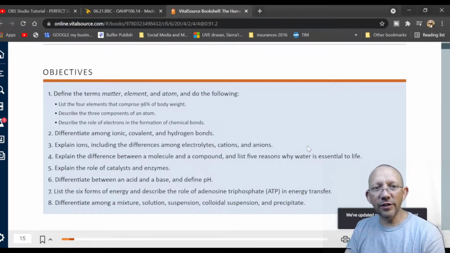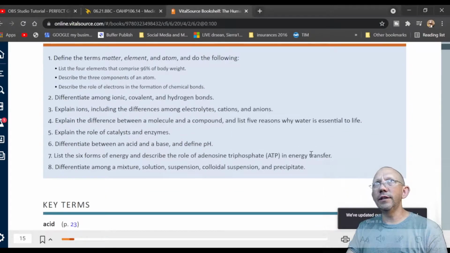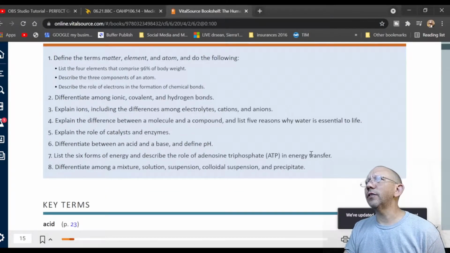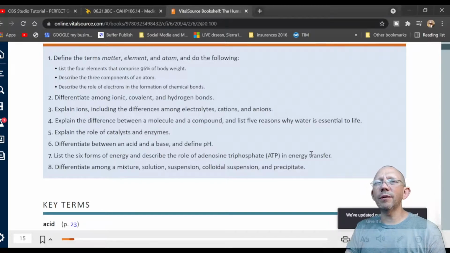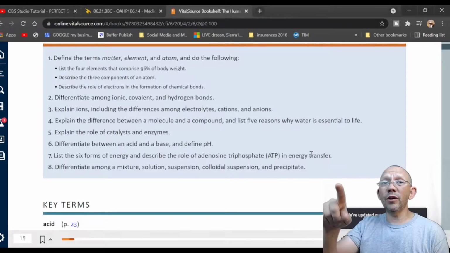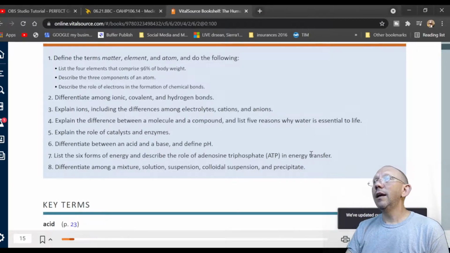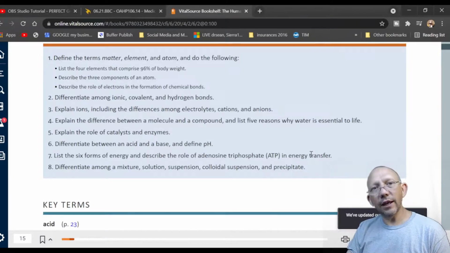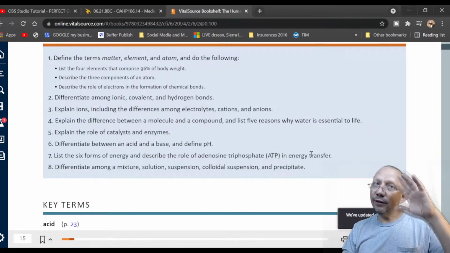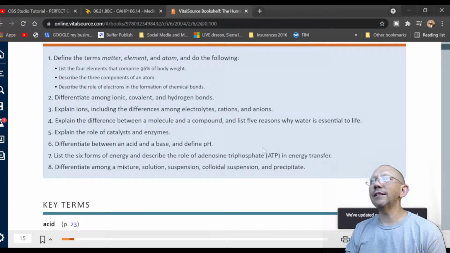List the 6 forms of energy and describe the role of adenosine triphosphate in energy transfer. The ADP in energy transfer is an energy transfer. We'll talk about that because we're going to get back into things like the mitochondria, remember, the powerhouse of the cell, and the pyruvate cycle and some stuff in the cytoplasm, so we have to use our Wayback Machine to remember some of that stuff.